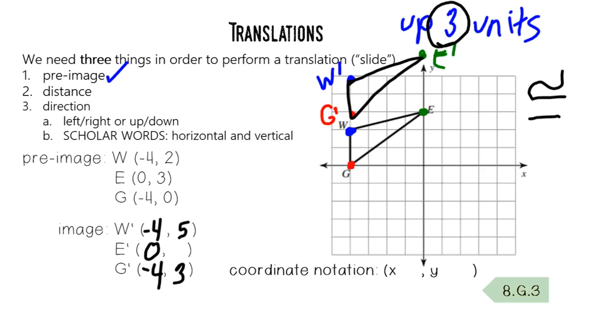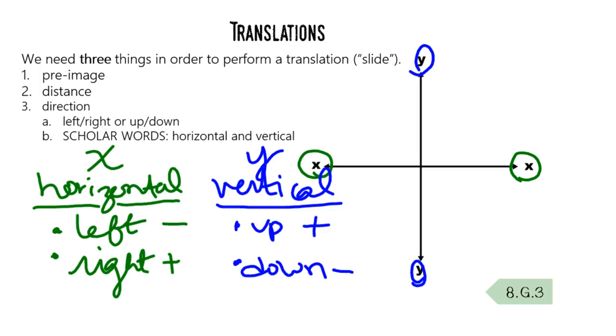I'm going to grab my highlighter now so that we can take a closer look at our coordinates and see maybe if there's something happening here. Here are our original X values, -4, 0, and -4. Here are our new X values, -4, 0, and -4. So did our X coordinates change? No, they didn't change. And I want to take a moment real quick to figure out why they didn't change.